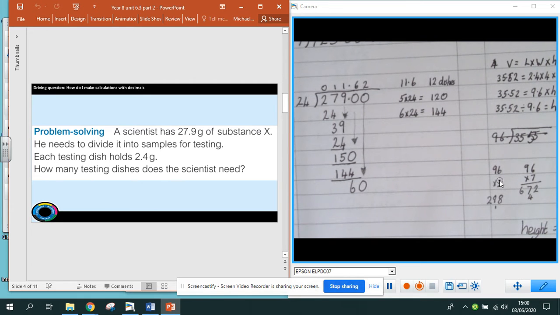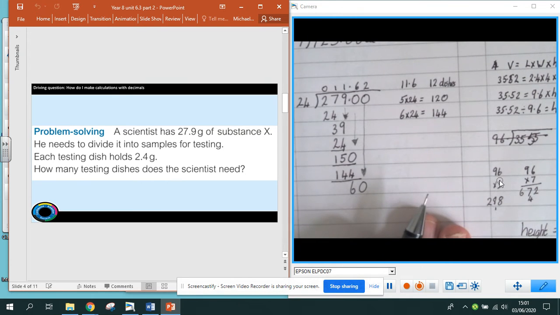Questions like this are usually a little bit clearer as to what number they require. Sometimes they may write, each testing dish holds up to 2.4 grams. In that case, he needs 12 dishes. Or it can be that each testing dish must hold 2.4 grams, in which case he needs 11 dishes.